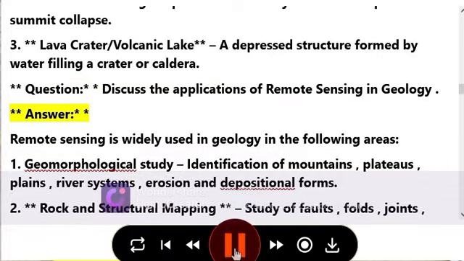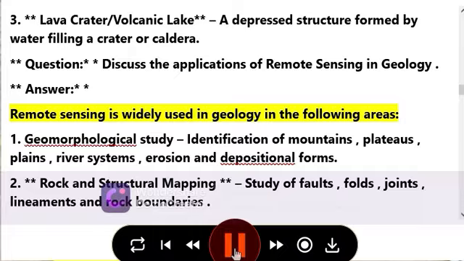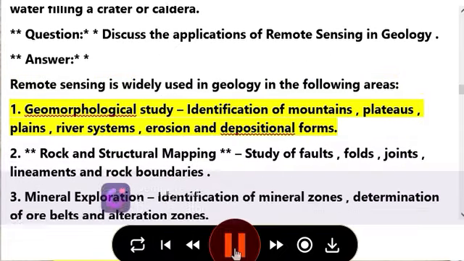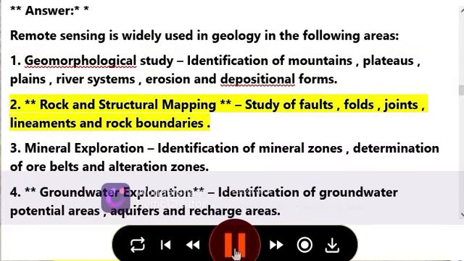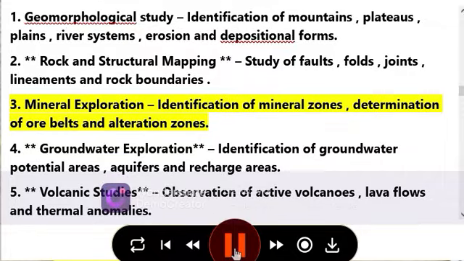Question: discuss the applications of remote sensing in geology. Answer: remote sensing is widely used in geology in the following areas. 1. Geomorphological study, identification of mountains, plateaus, plains, river systems, erosion and depositional forms. 2. Rock and structural mapping, study of faults, folds, joints, lineaments and rock boundaries.